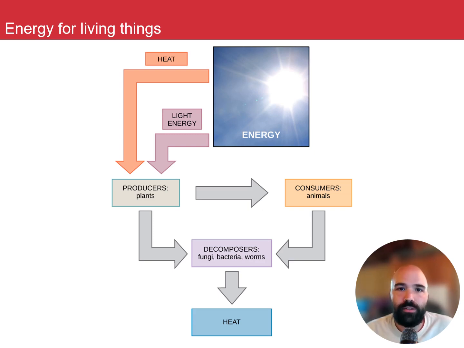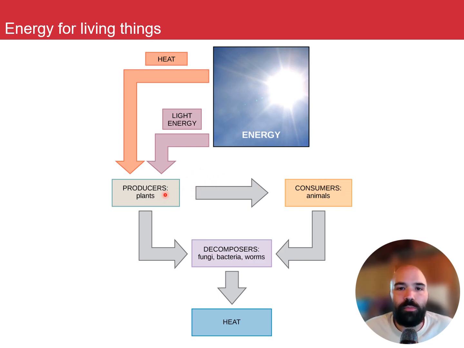and specifically energy for living things all comes from, originally, the sun. The sun provides energy in the form of heat and also in the form of light. Plants are able to take that light and heat energy and transform it into a type of energy that animals and decomposers like fungi, bacteria, worms can use.